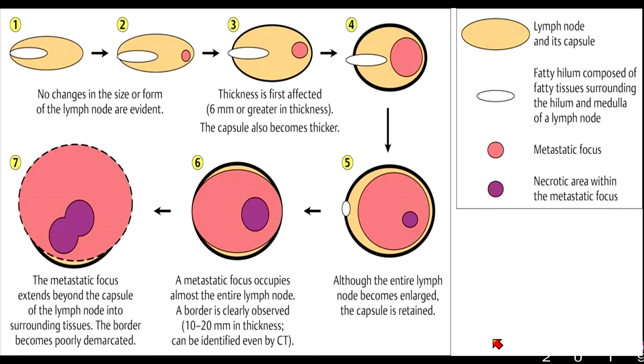This is a schematic which exactly shows what we went through. So initially, the tumor cells will deposit and the cortex will thicken, and then it distorts the hilum, and there is effacement of the hilum, initially partial and sometimes complete. And then there can be extracapsular extension.